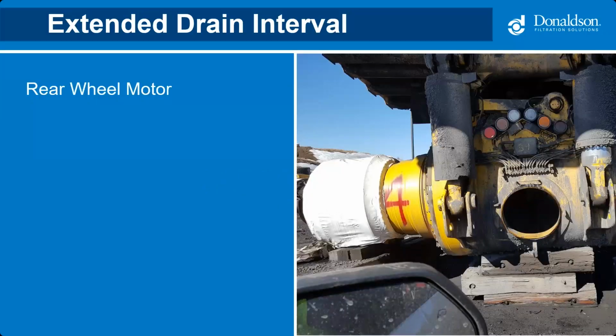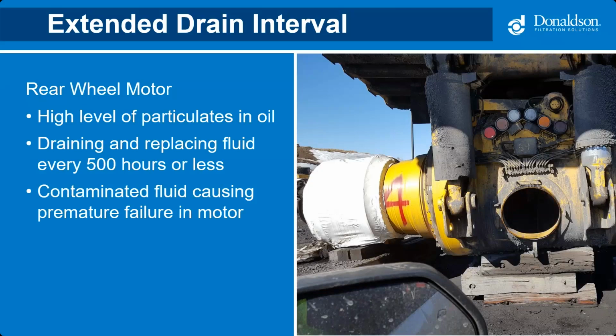Then one other example I wanted to share is kind of on the other side of an extended drain interval. So we talked briefly about oil getting replaced due to oil contamination and the oil essentially just being too dirty to operate through sampling. So in this application, we had a high level of particulates in the oil, and we were draining and replacing that fluid every 500 hours. And that contaminated fluid was also leading to premature failure in those motors. If you're familiar with the cost of these motors, depending on the piece of equipment, that incurred cost could be somewhere between $250,000 to $600,000 or more.